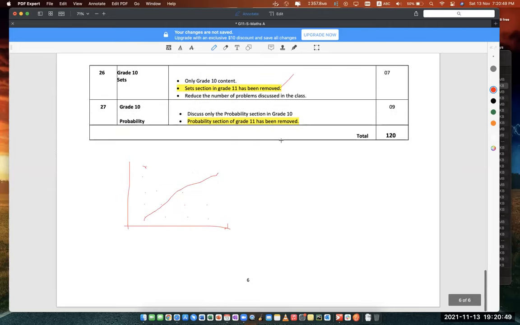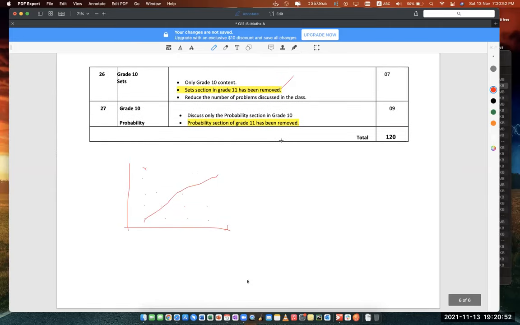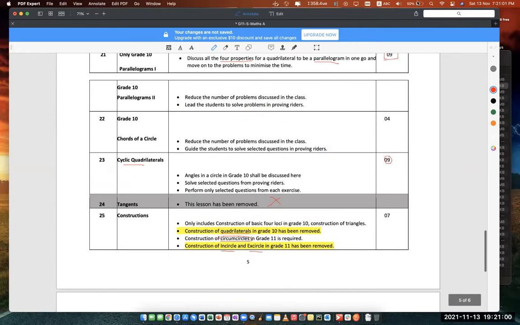So you see, most of the important parts have been removed. The exam will be really, really easy. For the remaining parts, focus and study. Yep, so any questions?